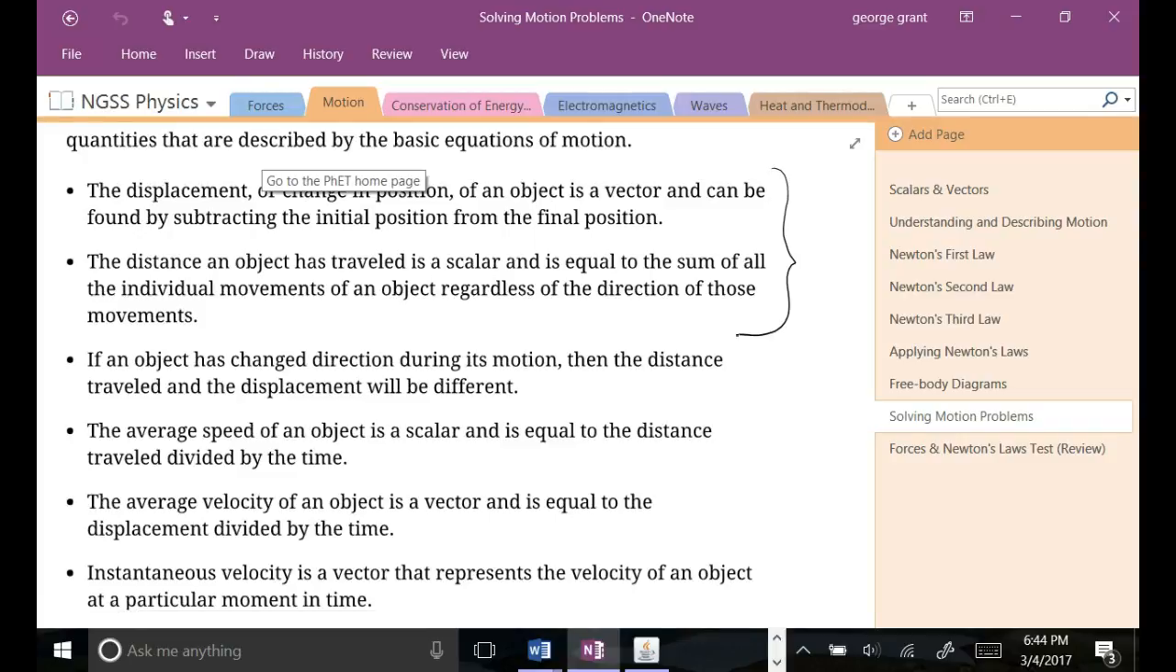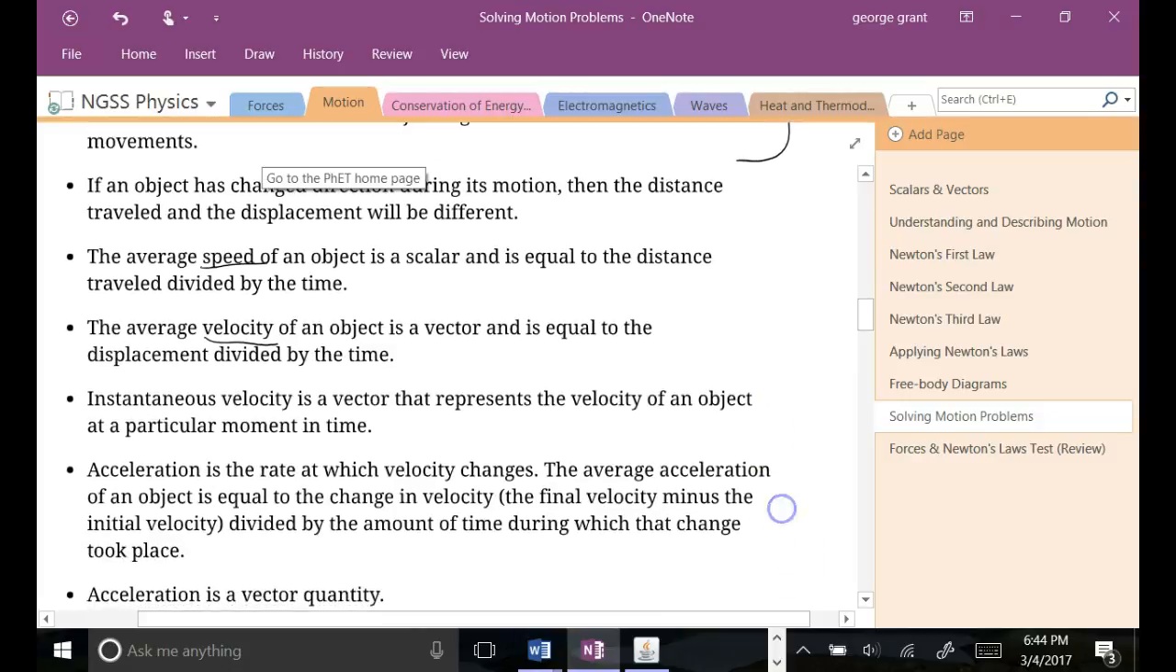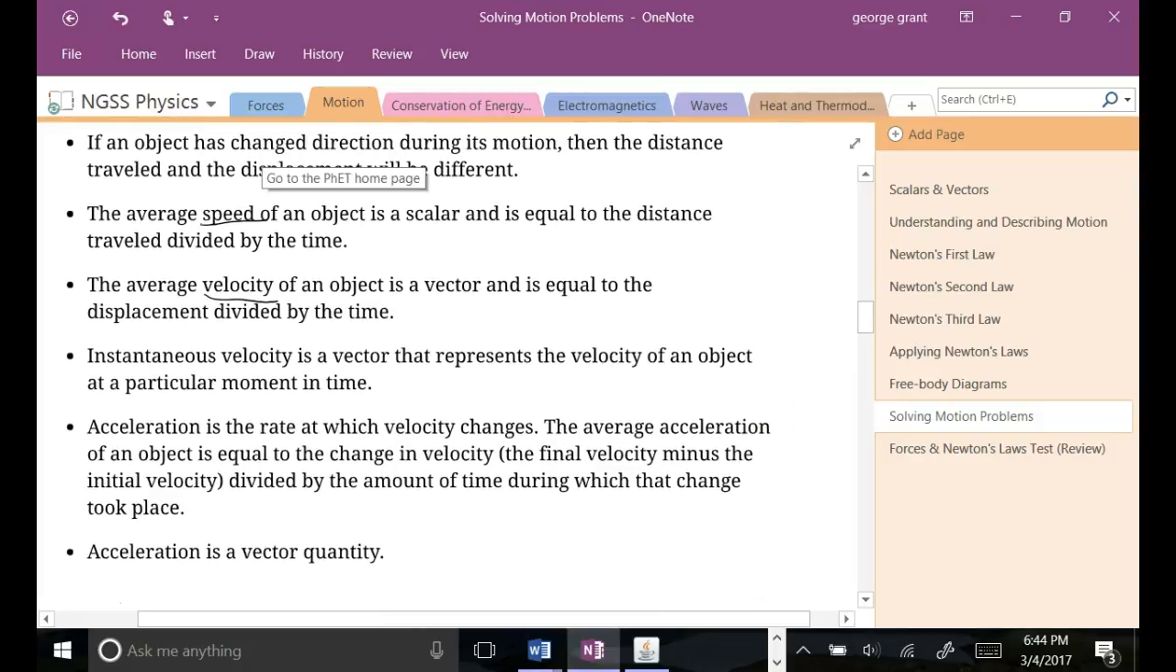The average speed of an object is a scalar and is equal to the distance traveled divided by the time. The average velocity of an object is a vector and is equal to the displacement divided by the time. Okay, so another reason why speed and velocity are two different things. Instantaneous velocity is a vector that represents the velocity of an object at a particular moment in time, a snapshot, if you will. Acceleration is the rate at which the velocity changes.